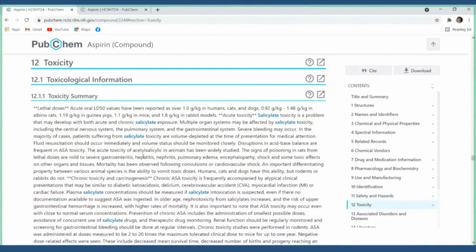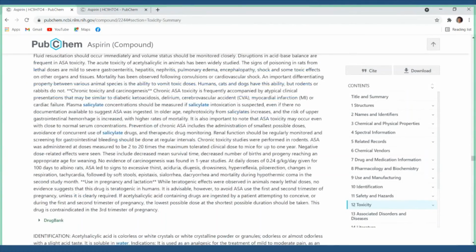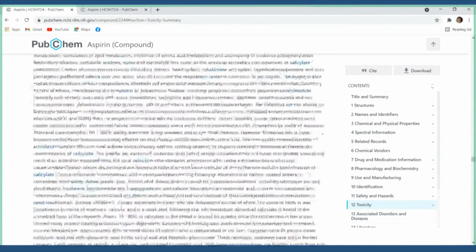Can you look at it? Look at the toxicity information. Later, those acute oral LD values are reported. This means anytime you take it above this, it is dangerous in human, cat, and dog. And you see, it gives you information about the side effects of that particular drug. Are you getting my point?